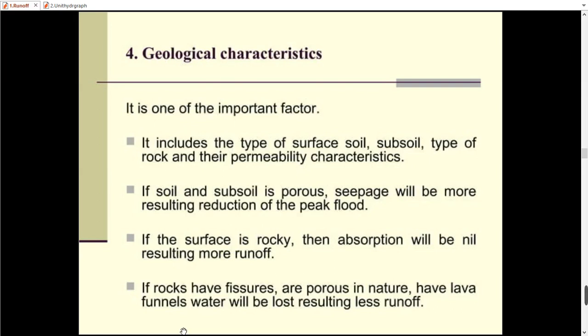Geological characteristics are one of the important factors. It includes the type of surface soil, subsoil, type of rock, and their permeability characteristics. If soil and subsoil are porous, seepage will be more, resulting in reduction of the peak flood. If the surface is rocky, then absorption will be nil, resulting in more runoff. If rocks have fissures, are porous in nature, have lava funnels, water will be lost, resulting in less runoff.